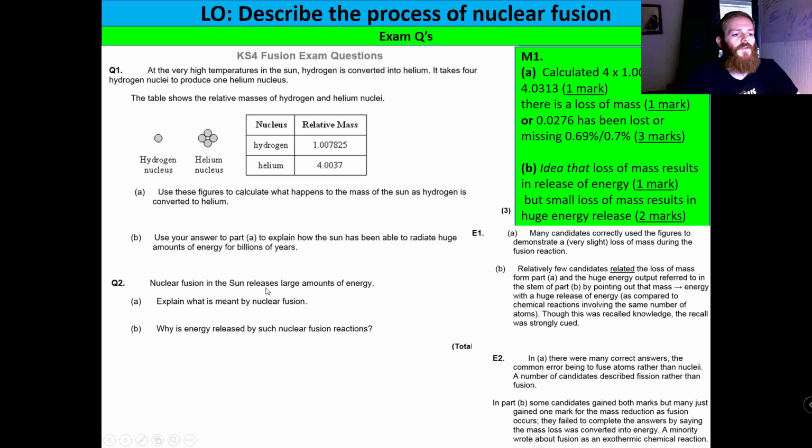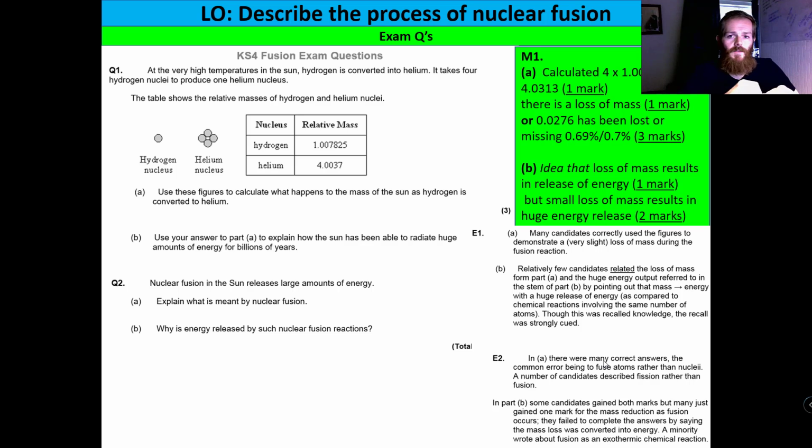Question 2 says, nuclear fusion in the sun releases large amounts of energy. Explain what is meant by nuclear fusion. And from the examiner's comments, it says there were many correct answers, the common error being to fuse atoms rather than nuclei. A number of candidates also described fission rather than fusion, so that's a couple of common mistakes there. So remember, we're talking about nuclei being fused together, and we're talking about fusion. Remember, fusion as in fusing something together. So don't get that mixed up with fission. It's definitely fusion, and it's definitely nuclei that are being fused together.